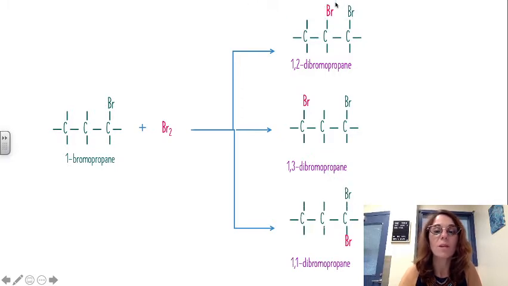So the second bromine can bond to the second carbon, so I get 1,2-dibromopropane, or it could bond to the first carbon or the third carbon, or it could bond to even the same carbon. If we have two of the same substituent groups on one carbon, you still need to indicate both positions because whatever prefix I have here, I need to have that many numbers. So because I'm saying di, I have to have two numbers even though they're the same. In all of these cases, I still have a second product, which is going to be the hydrohalide of hydrogen bromide.